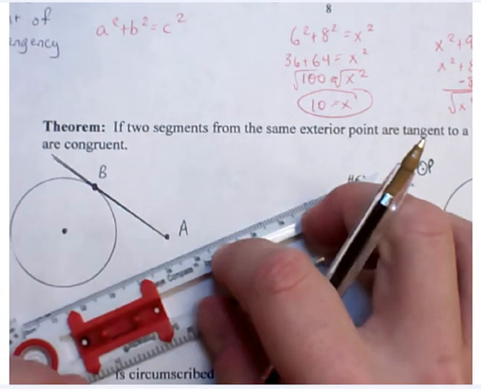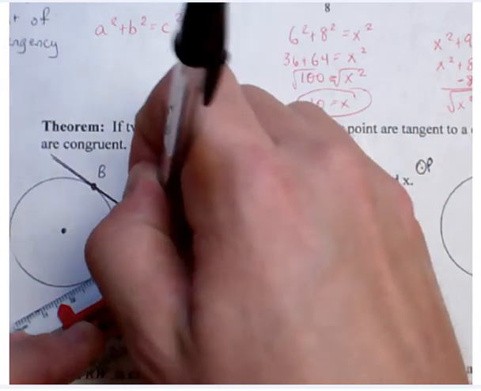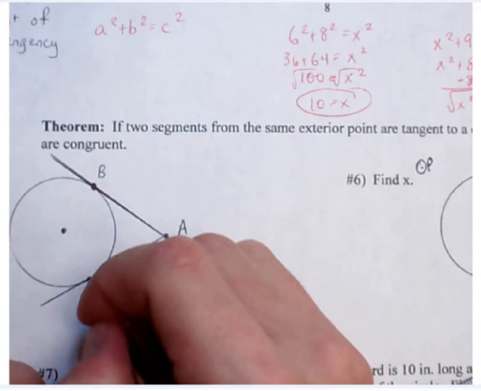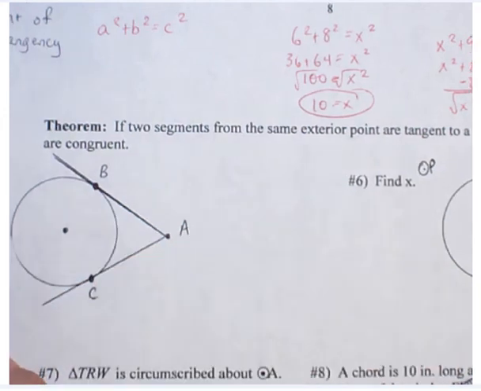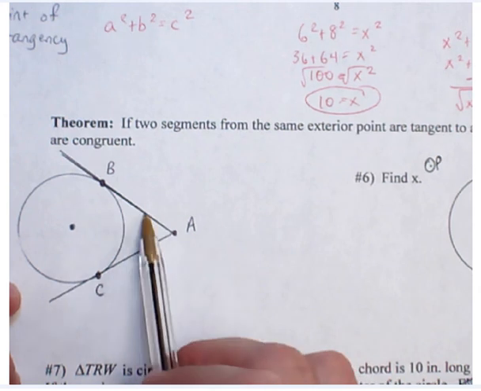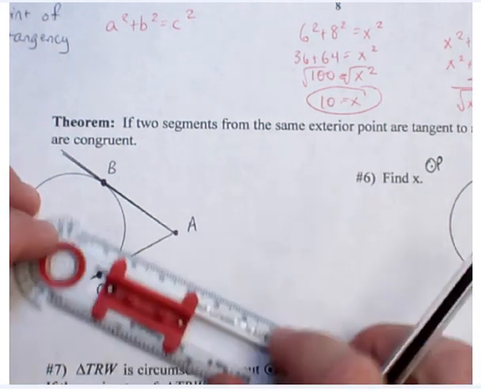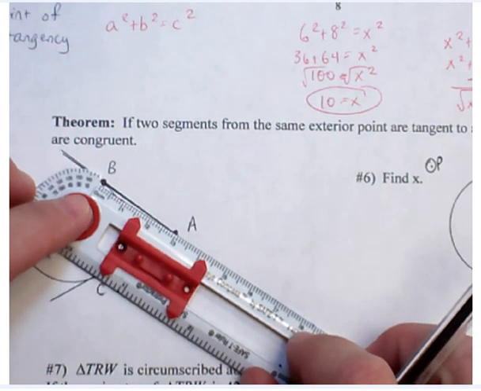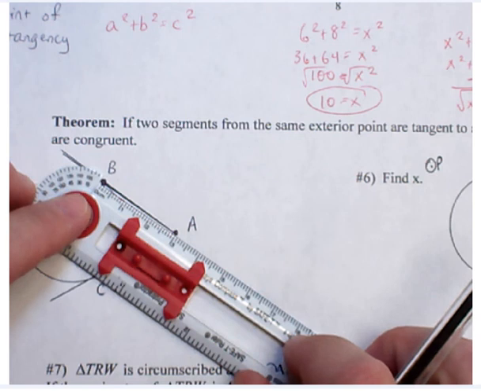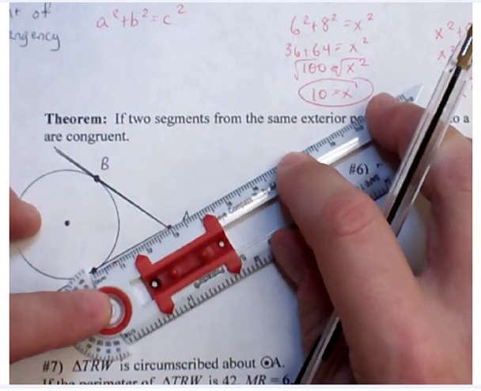Let's draw a second tangent from A. We'll draw it down here. And this point of tangency, we'll call that C. Now, if you had to guess, what do you think's true about these two segment lengths? Well, let's go ahead and measure with the ruler. So the length of BA for me is about 3 centimeters. The length of CA is also 3.